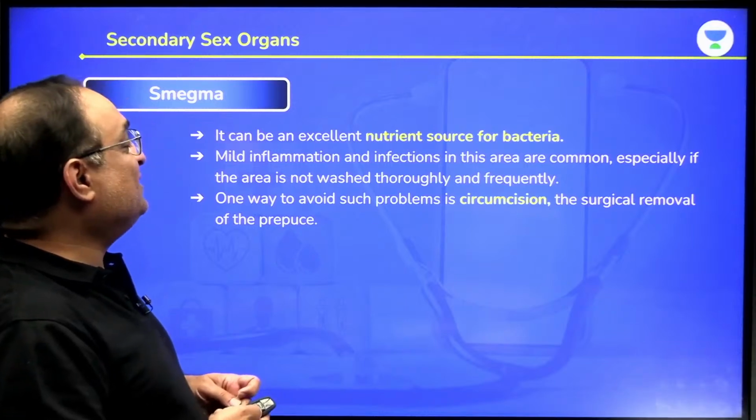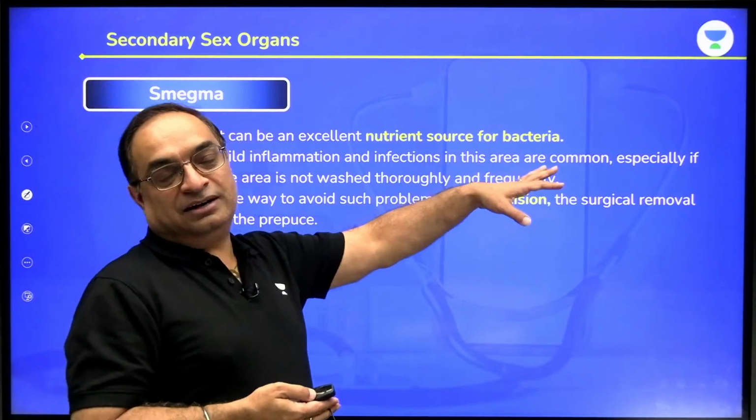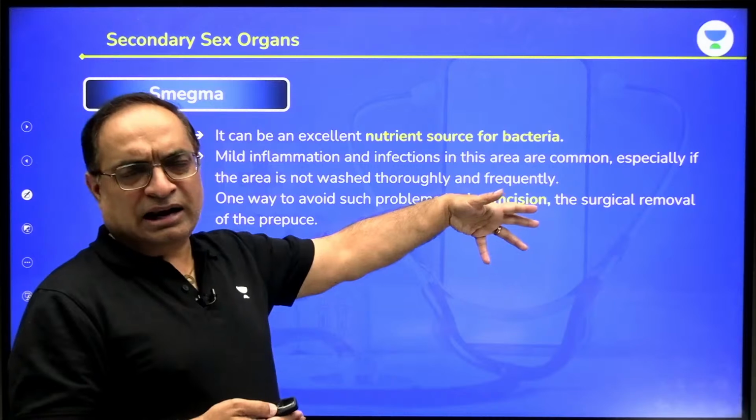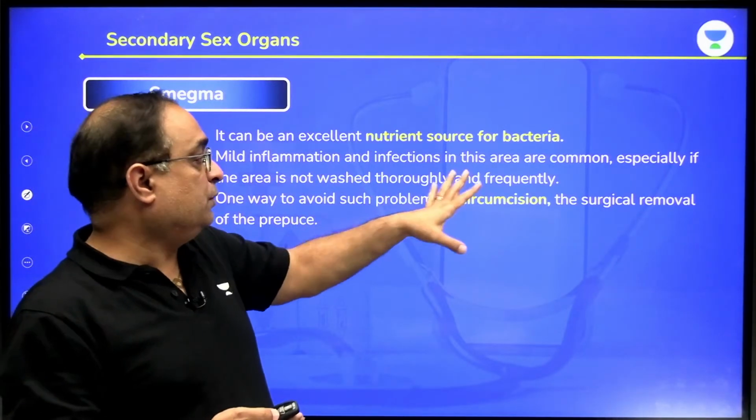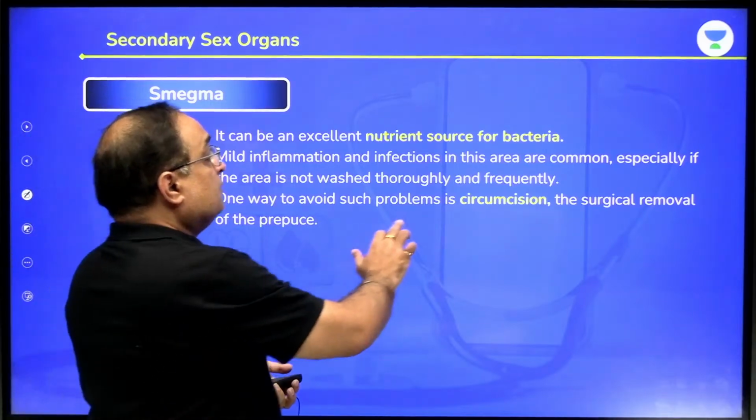Mild inflammation and infection in this area are common. If smegma keeps accumulating around glans penis, there can be infections, especially if the area is not washed thoroughly. This point was told earlier.